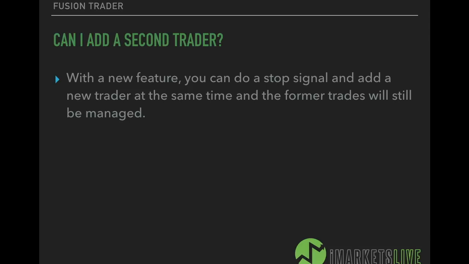So with a new feature that we have, you can do what's called a stop signal, add a new trader at the same time, and the former trades will still be managed, okay? And so that way, even if you don't want new trades from the old trader, they're still gonna be managed because it's still connected to him through the brokerage account. And then the new trader, they will then trade on that same brokerage account. So you actually have the trades going through at the same time on one single brokerage account, okay? So that's how that works.